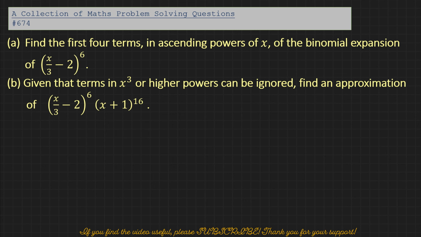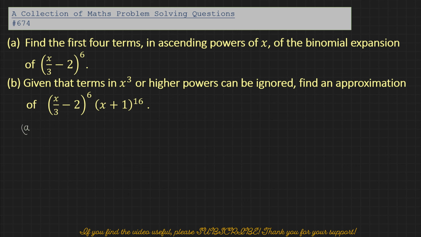Find the first four terms in ascending powers of x of the binomial expansion of (x/3 − 2)^6. That's the first part. And then, given that the terms in x³ or higher powers can be ignored, find an expression for (x/3 − 2)^6 multiplied by (x + 1)^16.